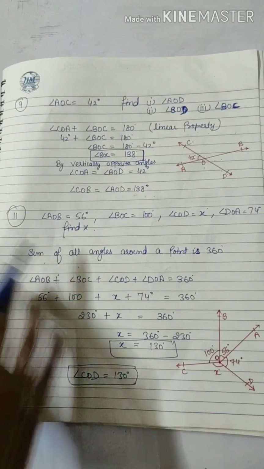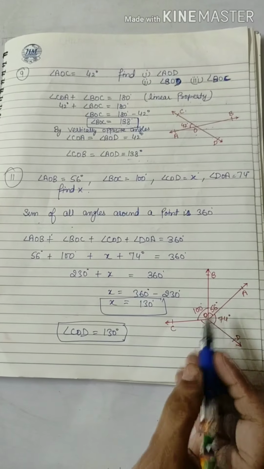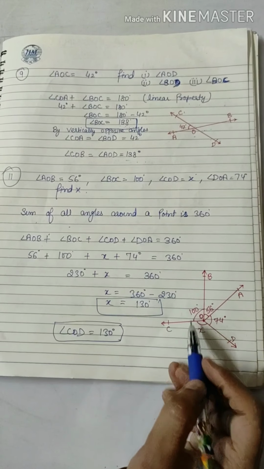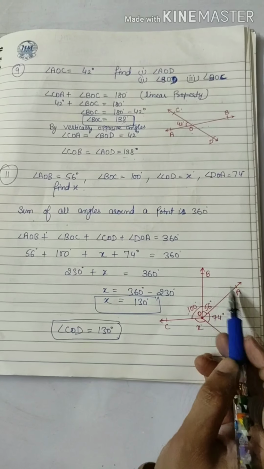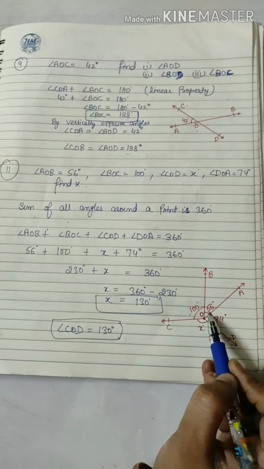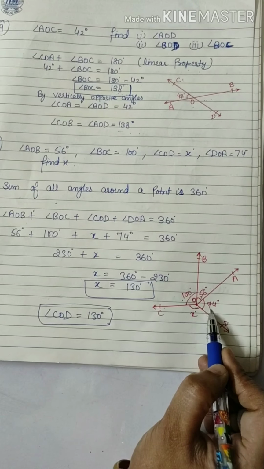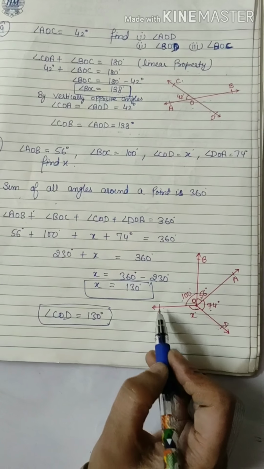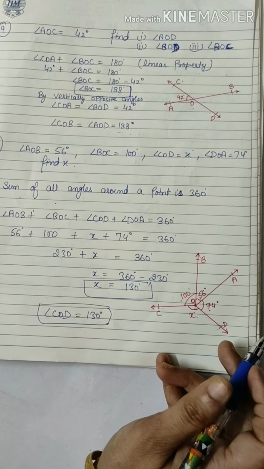Now the question number 11. In this question, the figure is given. It is given that angle BOC is 100 degree, angle BOA equal to 56 degree, angle AOD is 74 degree, and we need to find out the angle COD, or x, equal to what value.